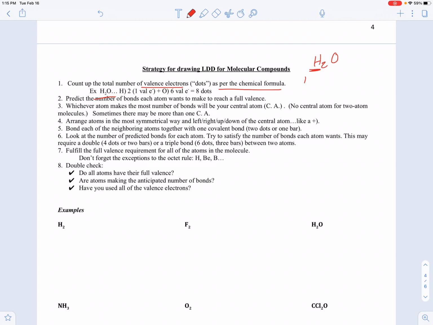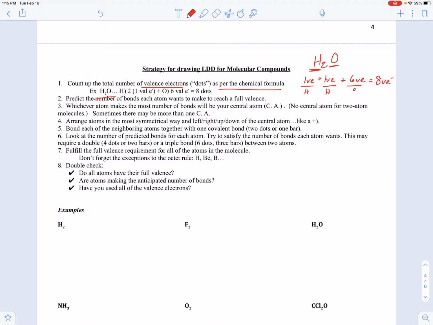Hydrogen is one valence electron, but I've got two of them. So this is one hydrogen and this is the other hydrogen. So each of them is bringing one valence electron. And then I've got oxygen, and oxygen is bringing 6 valence electrons, right? So that means that I'm going to have a total of 8 valence electrons in my picture. So that means that your picture is allowed only 8 dots.